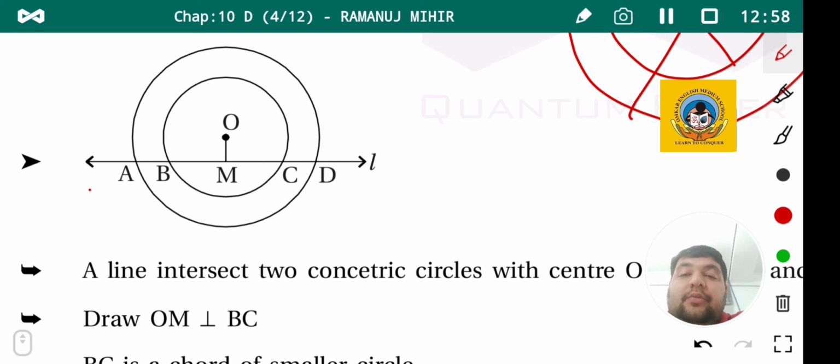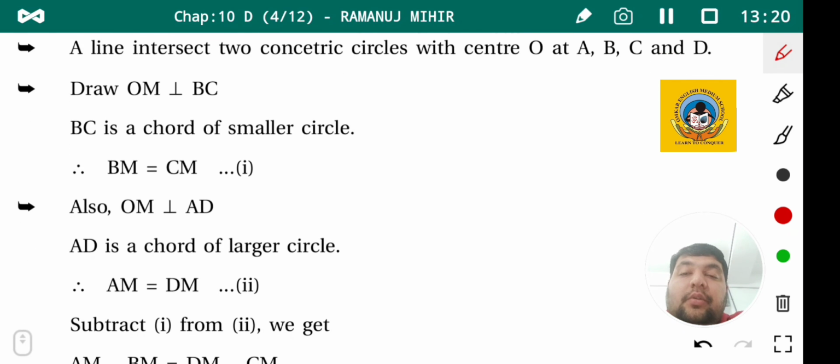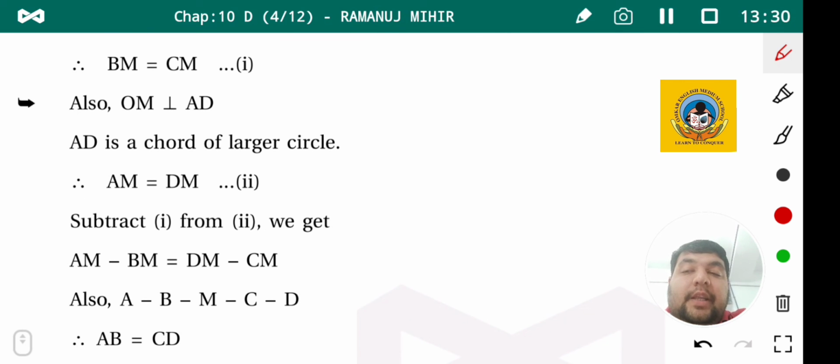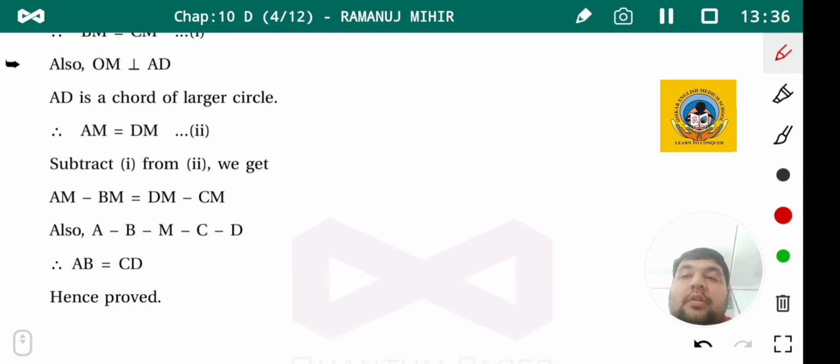Now suppose a line intersects two concentric circles with center O. A, B, C, D are the points of intersection. Draw OM perpendicular to BC. BC is the chord of the smaller circle. Now BM is equal to CM because it will divide BC into two equal parts. Now OM is perpendicular to AD, and AD is the chord of the larger circle. So AM is equal to DM. Subtract: AM minus BM and DM minus CM. That will automatically prove that AB is equal to CD.